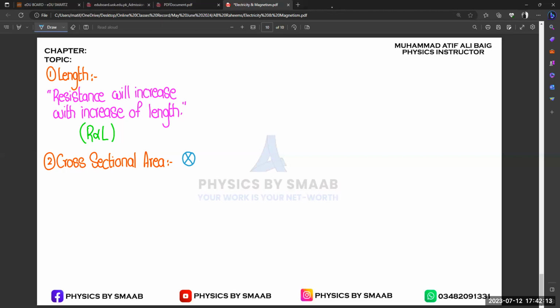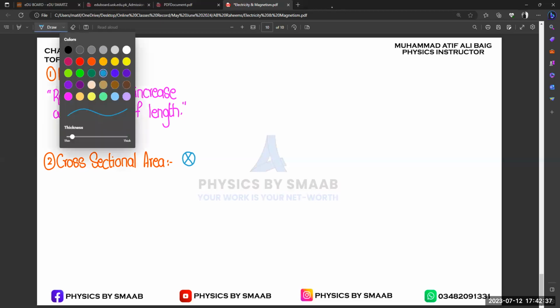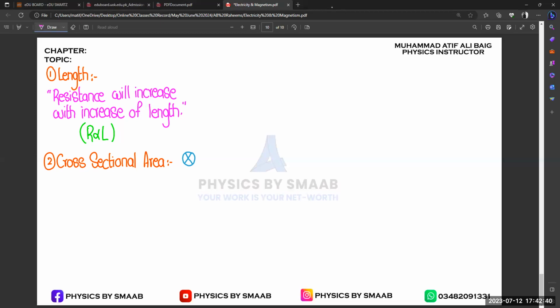So it means that if we increase the area, that will allow charges to pass easily, right? And if we decrease the area, it will not allow charges to pass easily. So it means it is inversely proportional. If we increase one quantity, the second quantity will automatically decrease, and if we increase the second quantity, the first will automatically decrease, right? So it will be the reverse of the first statement: resistance will decrease.